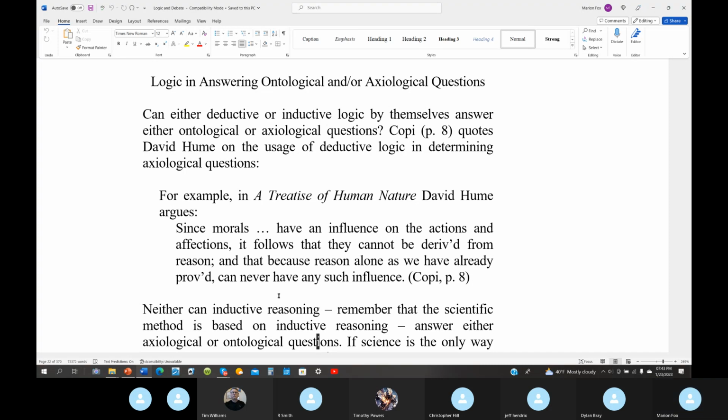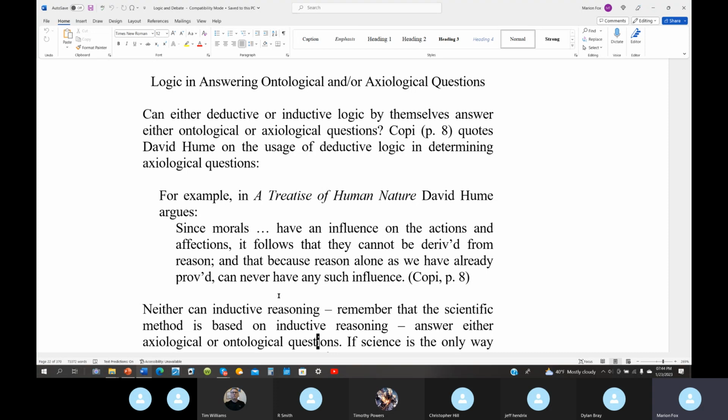Those are ontological questions. Axiological questions: what is good? What is evil? What must I do to be saved, and so forth. So can either deductive or inductive logic, strictly by itself without any other information, answer either ontological or axiological questions? Now, that's a good question. Can logic by itself do that?